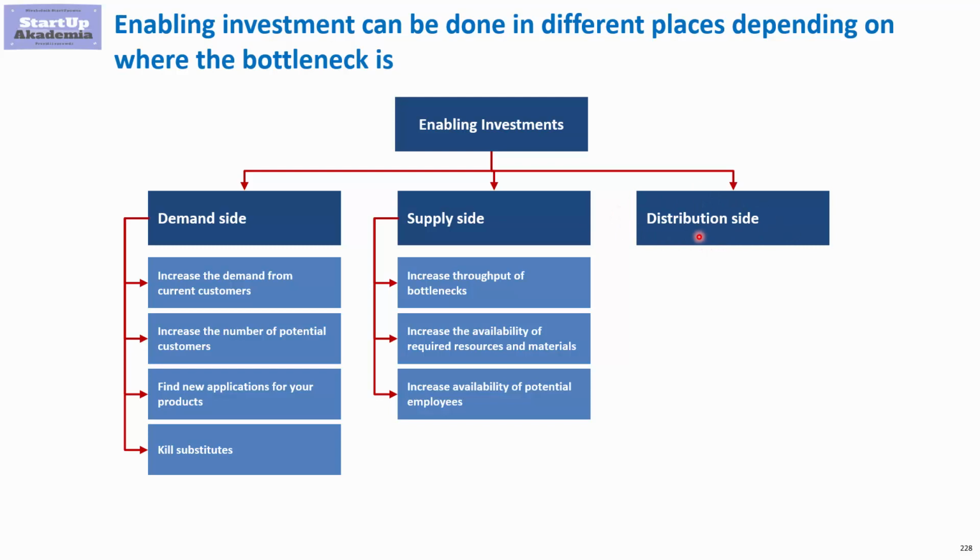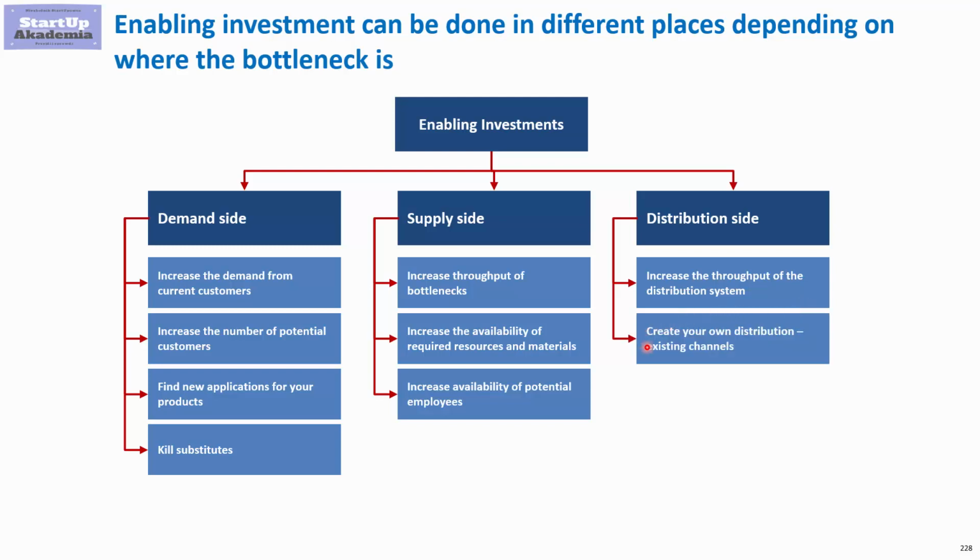Let's see what standard approaches we can use in this area. First of all, you can increase the throughput of the distribution system. This means that you want to increase the efficiency of your distribution system and the speed with which it operates. The second option we can consider is to create your own distribution within existing channels. If you cannot count on your partners, you have to do it yourself. This move most likely will require a lot of capital, but in certain cases gives you a huge competitive advantage.